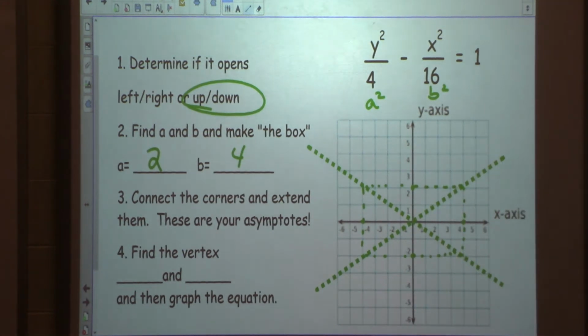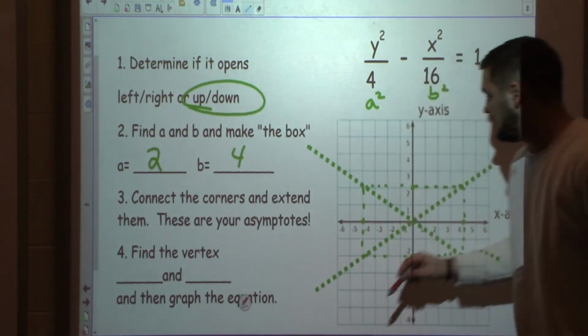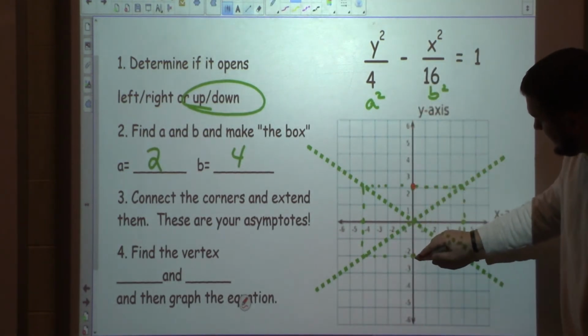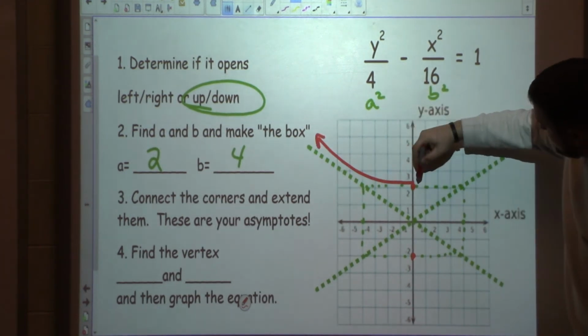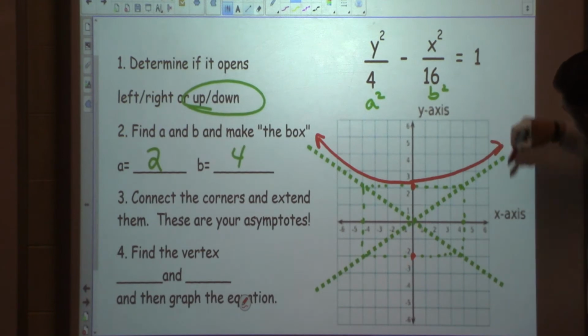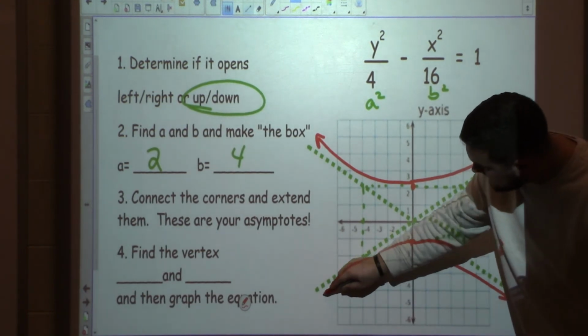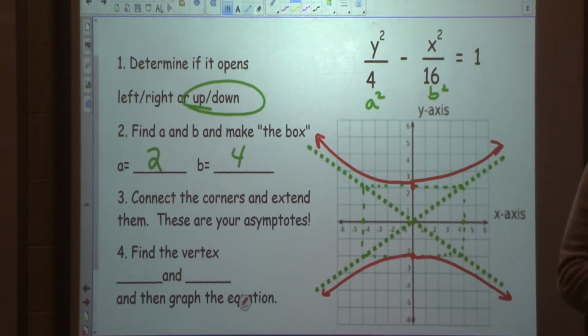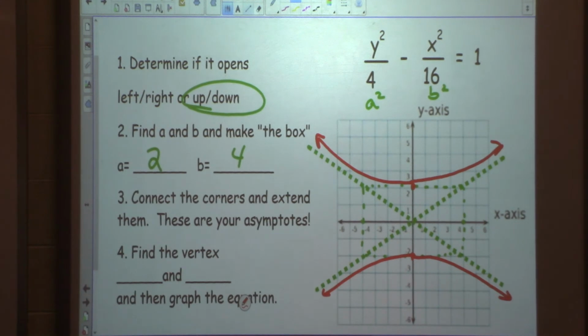Okay. Once I have the asymptotes drawn in, I'm going to look and see. I said it opens up and down, so I'm using the top and the bottom points. Drawing them out. So we should not be crossing any dotted lines with our graphs in red there. Should not cross the box, should not cross the asymptotes. You can get really close to them, but we should not be crossing them.